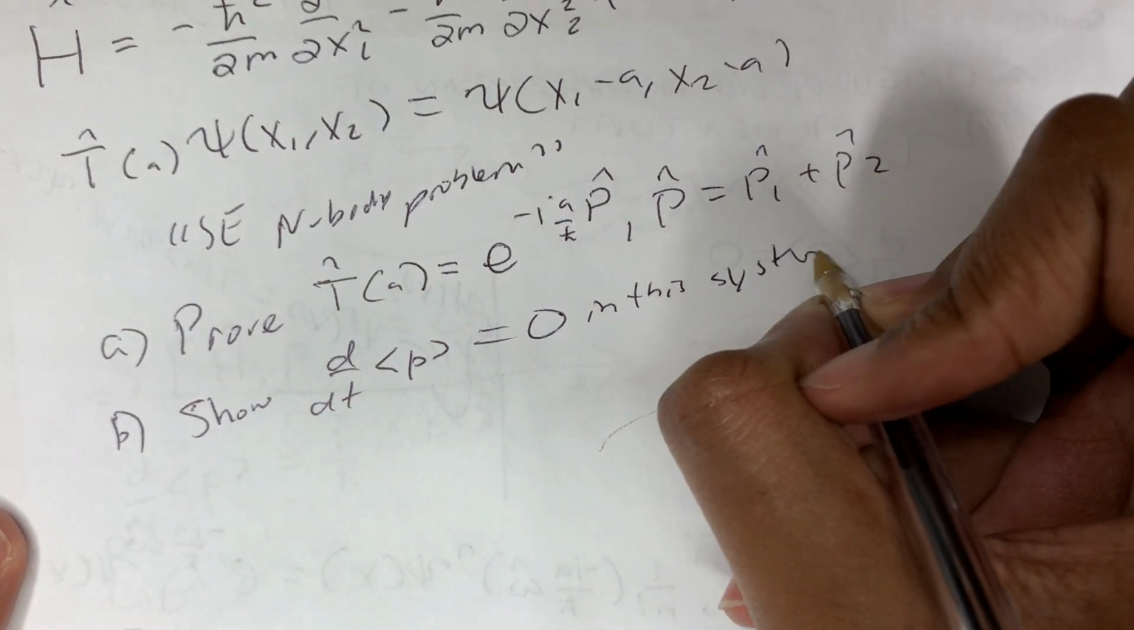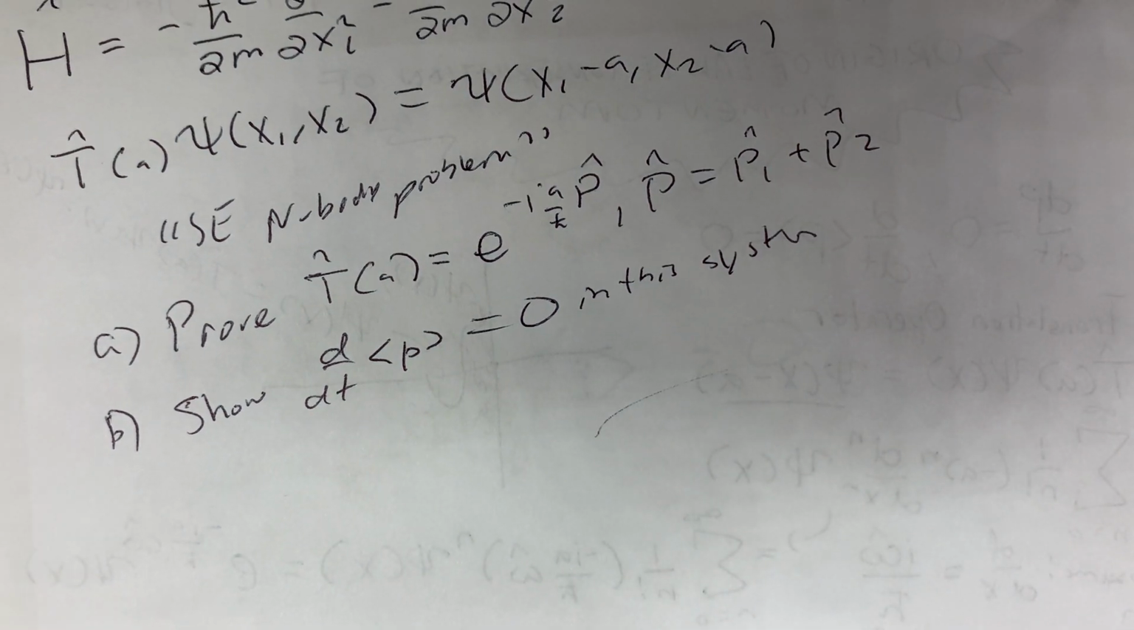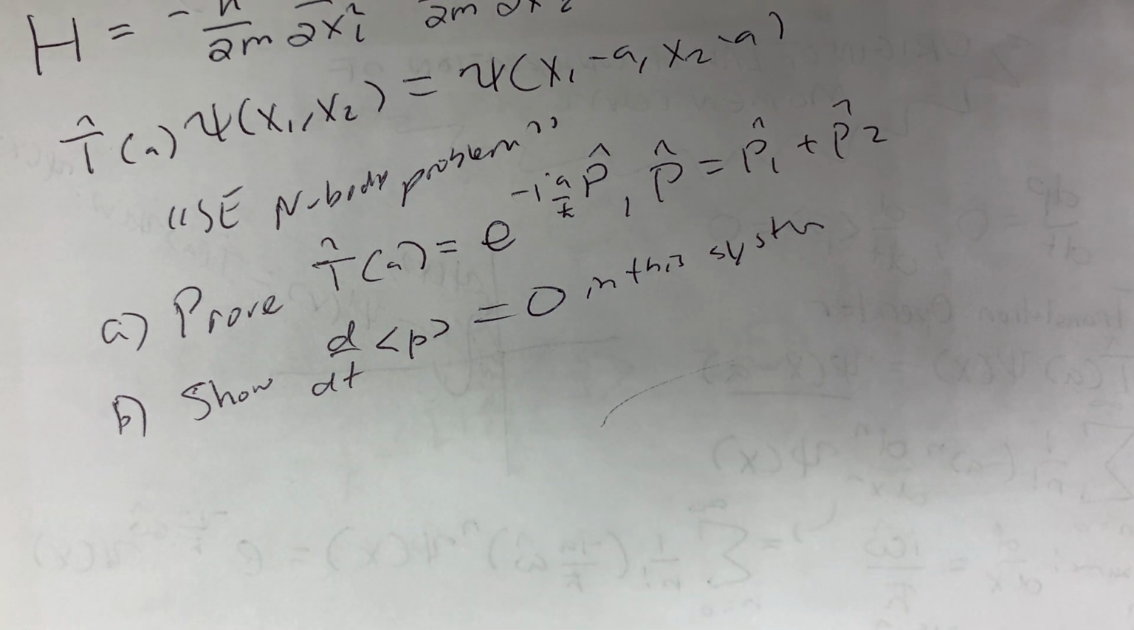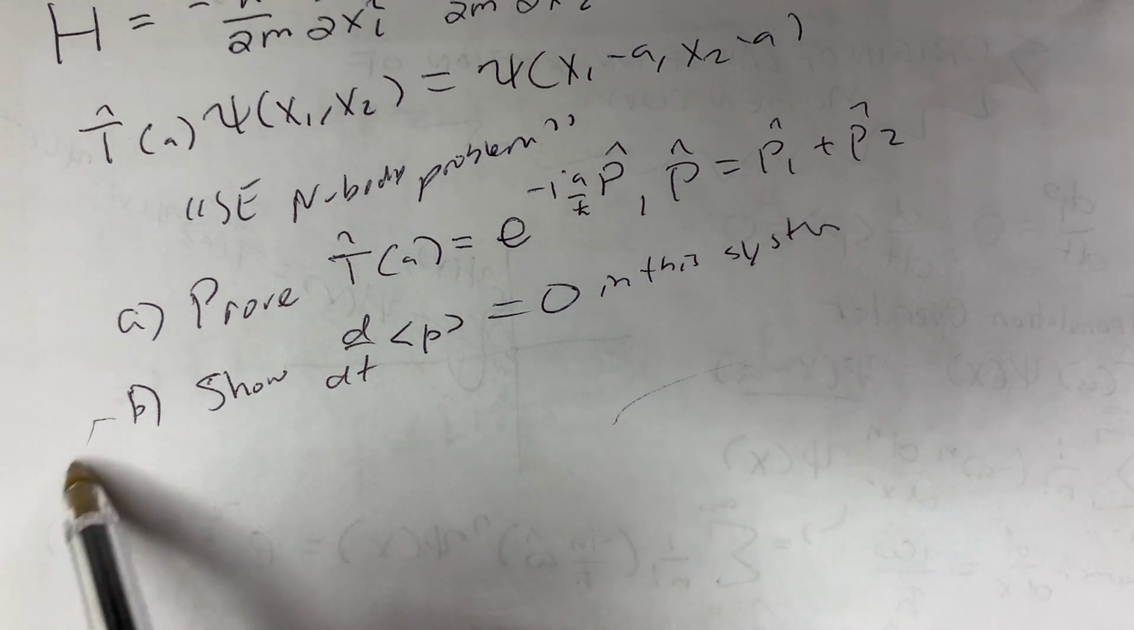Because remember, a system where V of x plus a is not equal to V of x for all x, this momentum is not conserved, by the way. That's the case where it's not conserved. So yeah, let's start. Let's prove the first one first.